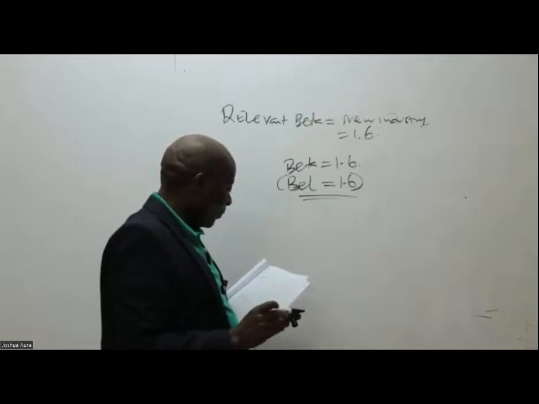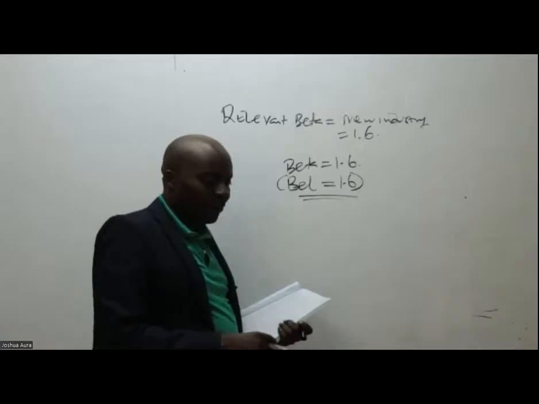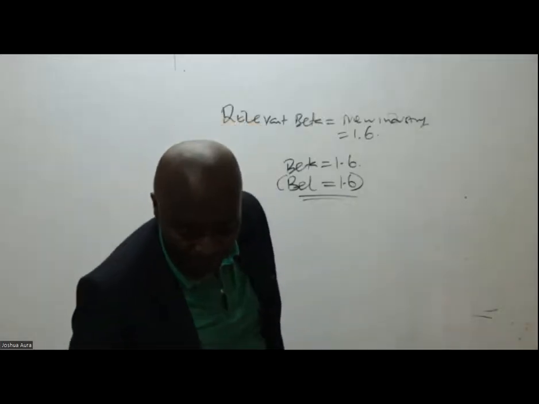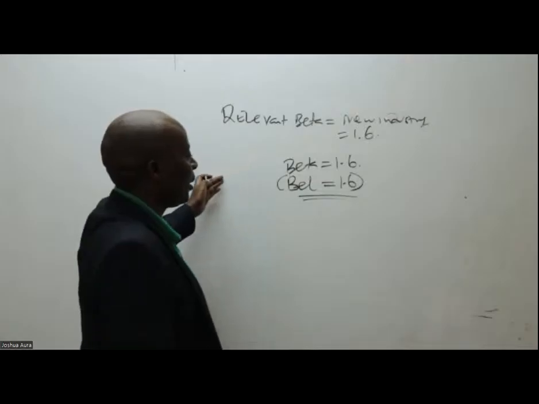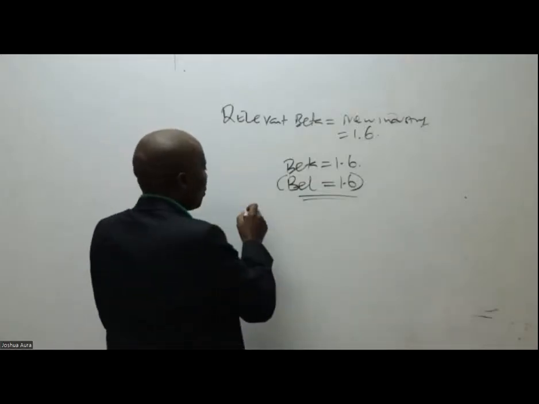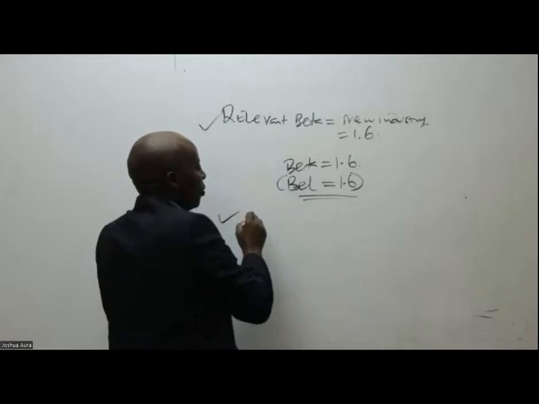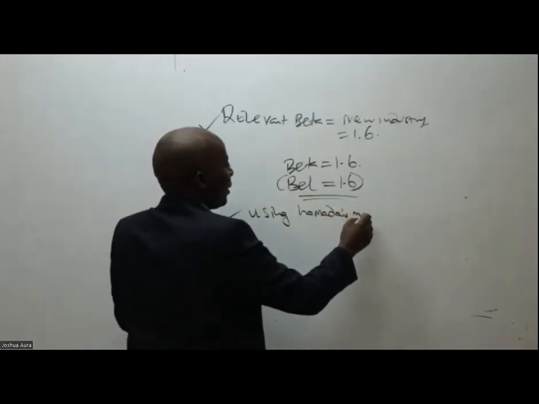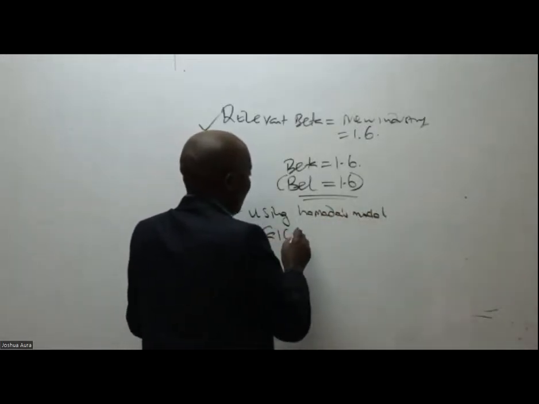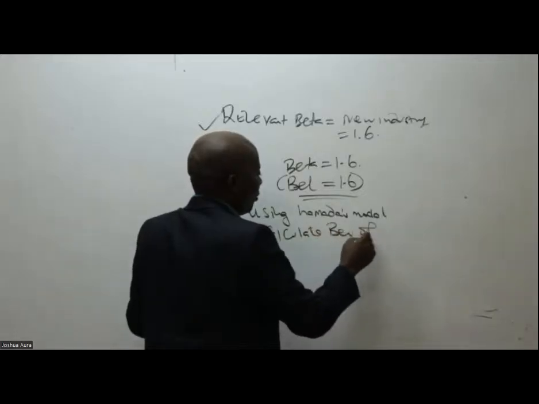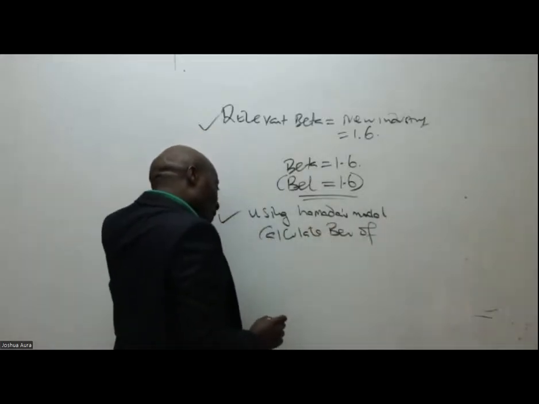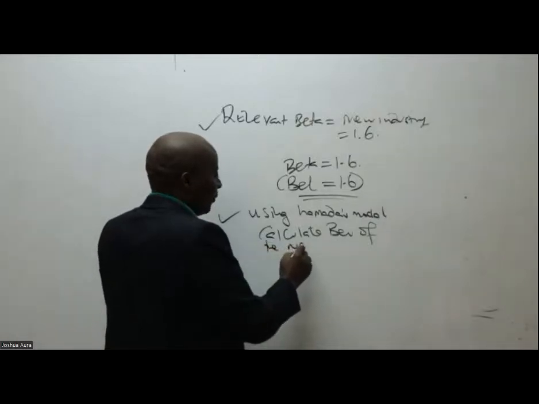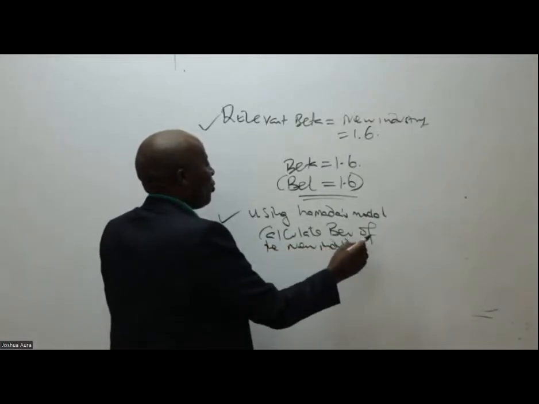So return on the market is 25%, risk-free is 10%. Assume corporation tax of 30%. So the very first thing that we need to do, ladies and gentlemen, is to get a BEU out of this relevant beta. So using Hamada's model, calculate BEU of the new industry.